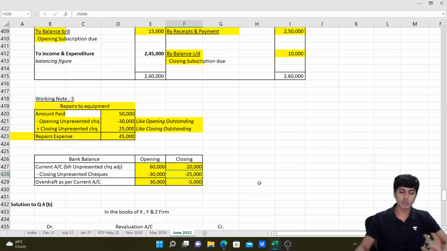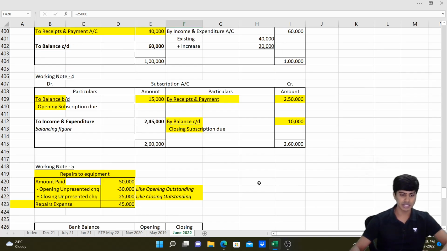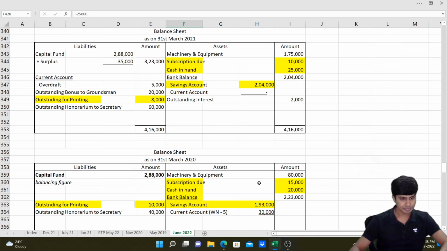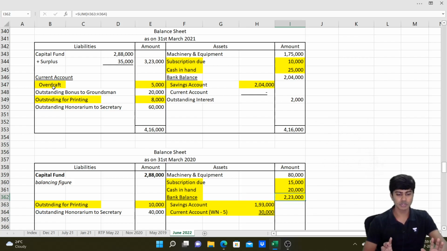So now see, in the closing balance sheet, we'll write bank OD on the liability side 5, and in the opening balance sheet, we'll write 30,000 on the asset side. Have a look. Yeah, see here, overdraft 5,000, and here I'll write it in the current account 30,000. Total comes to 2,23,000 here.